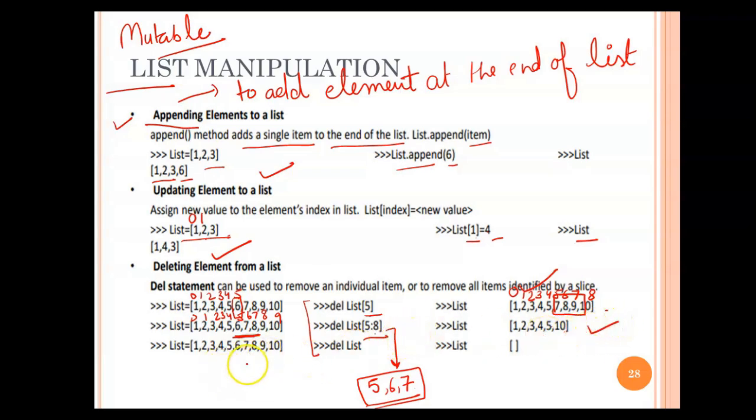Please don't get confused: this function I have applied on the updated list. So the positions are 5, 6, 7, and the elements are 7, 8, 9. These elements will be removed, and this will be the final one. And when you write del and then the list name, that means you are going to remove the complete list. So I hope you are clear with these three forms.